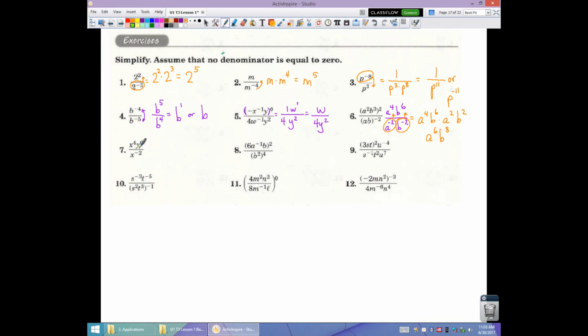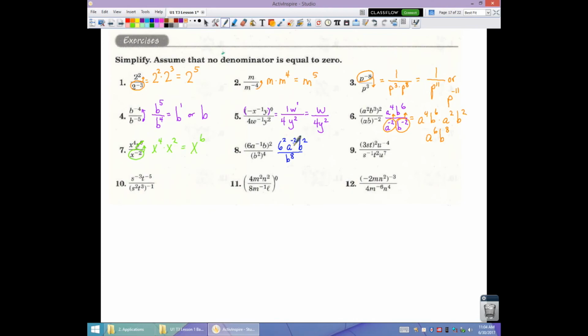Number 7, since the y is raised to the 0 power, it just becomes 1. The x to the negative 2 I want to bring up into the numerator, so this becomes x 4th times x squared, x to the 6th. In number 8, the power to a power rule says apply these to everything in the parentheses. So 6 squared a to the negative 2, b to the second, over b to the 8th.